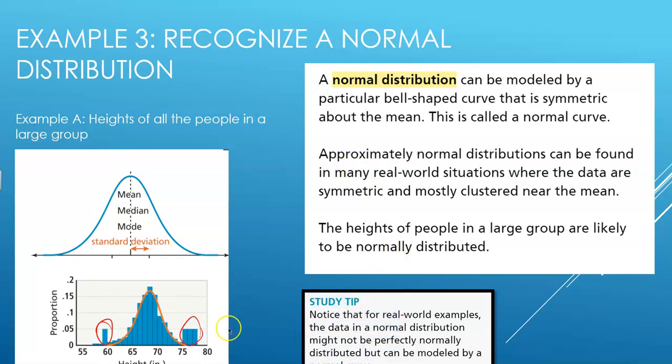Now, in a real-world situation, kind of like we had here, you notice it doesn't perfectly fit the model, and that's because it's real-world information, right? We're going to have what we call outliers or something that just doesn't quite fit the rest of it.